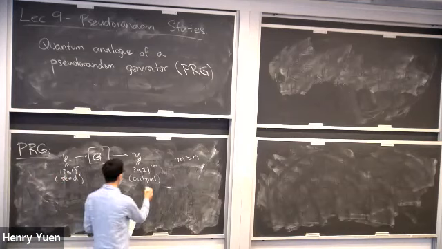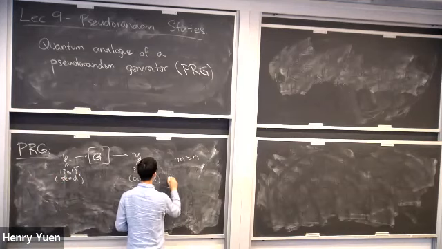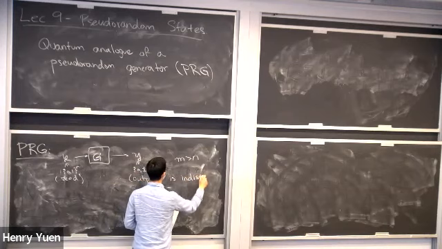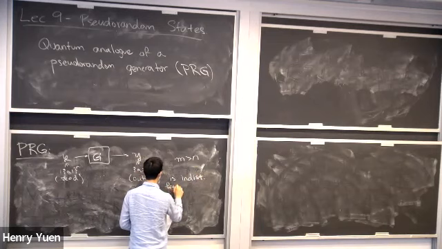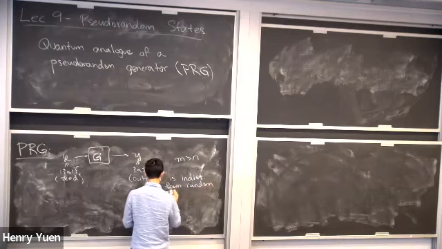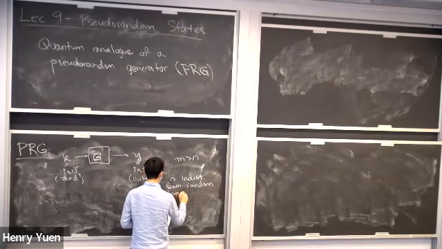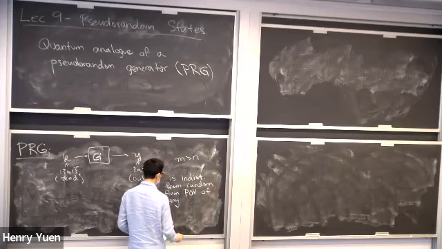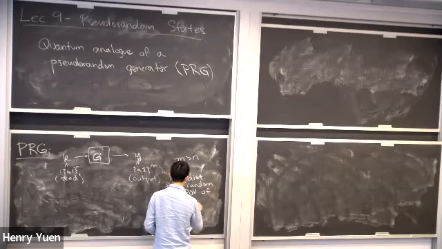Yeah, so we want that the output is indistinguishable from random from the point of view of any polynomial time observer.